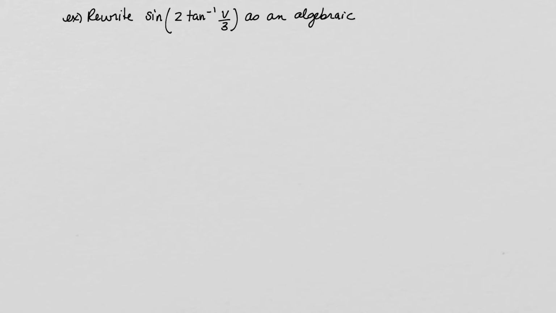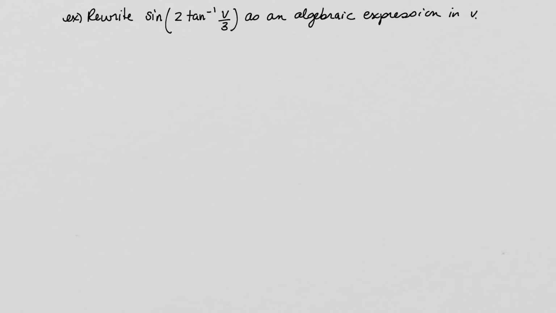So, rewrite the sine of 2 tangent inverse v over 3 as an algebraic expression in v. Okay, so basically, when they say rewrite as an algebraic expression, your answer is going to have v's in it. So it's going to be some combination of stuff with v's in it.